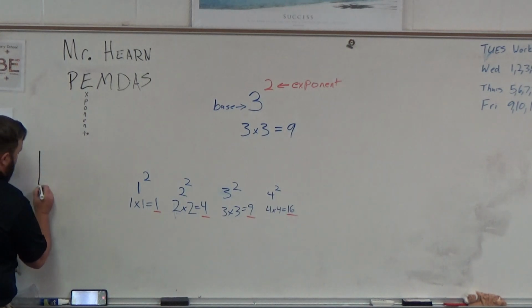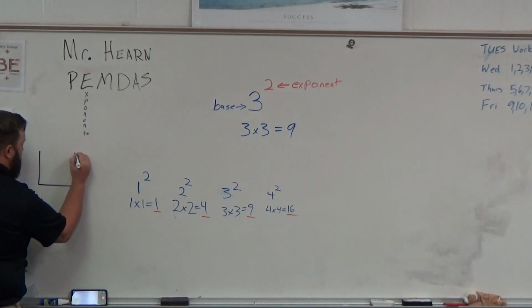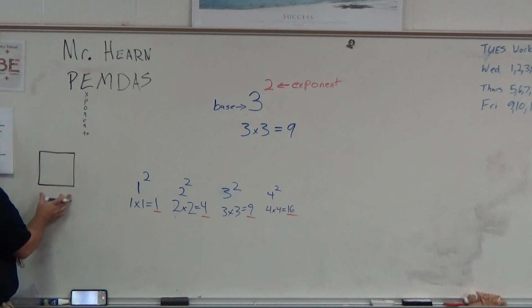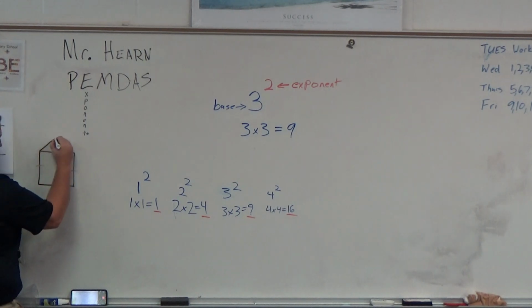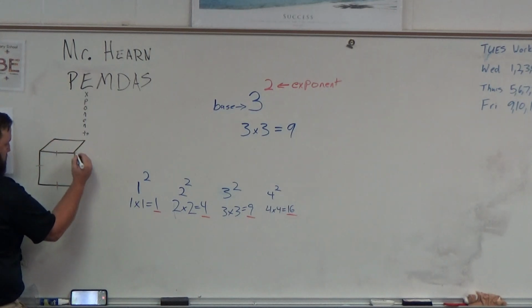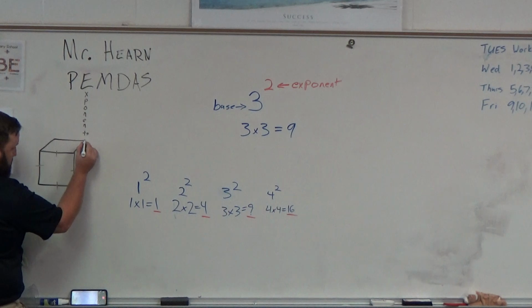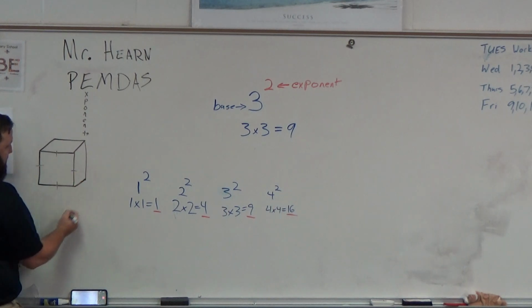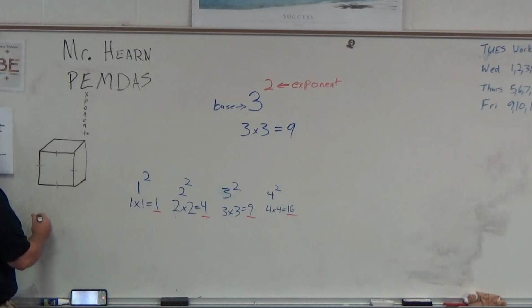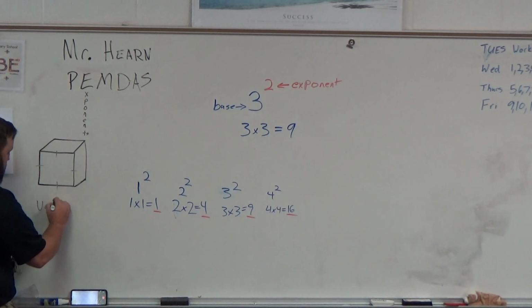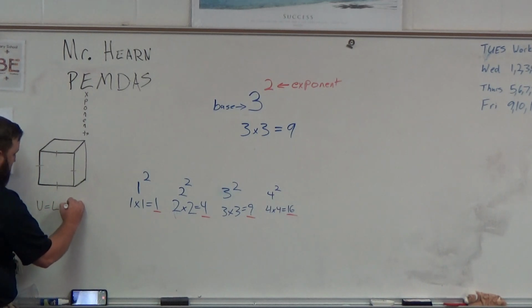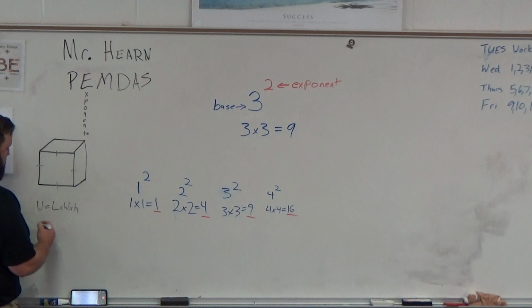We have a square front. Alright, what is a cube? A cube is a square which has congruent sides all around. Okay, but it is a 3-dimensional square. So when we're finding the volume of a cube, we're using length times width times height.